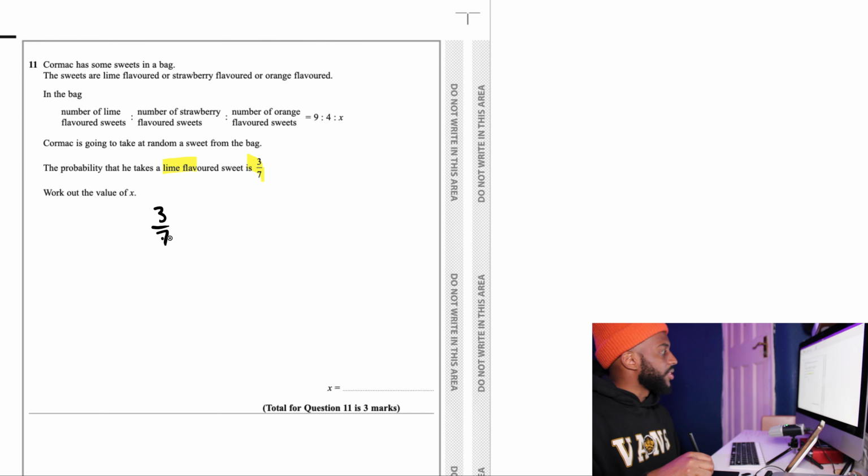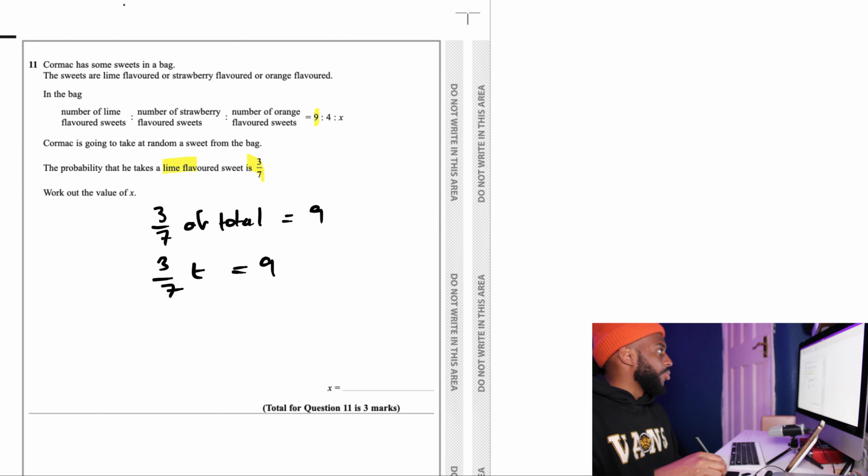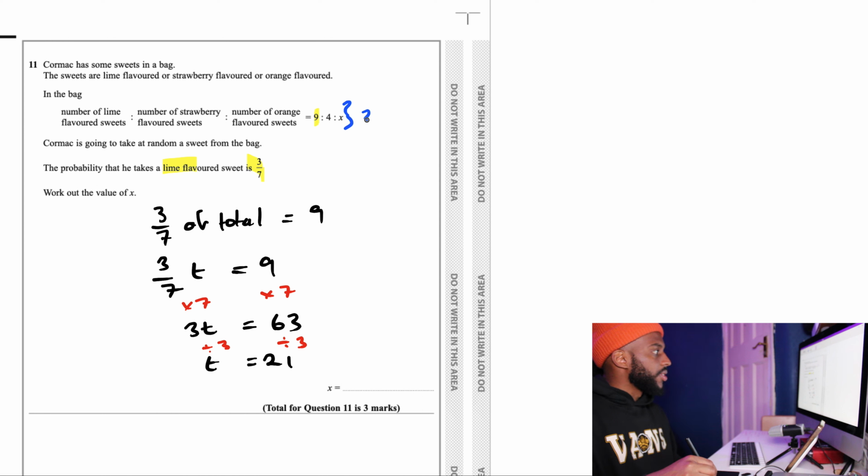So we can form an equation out of this. We know 3/7 of the total is going to give us 9. Yep, because there's 9 there. Let's create our equation. So 3/7 times t, the total, equals 9. We're going to rearrange this by timesing both sides by 7. That's going to give us 3t equals 63. Then we're going to divide both sides by 3, giving us 21. So that means there are 21 parts altogether.